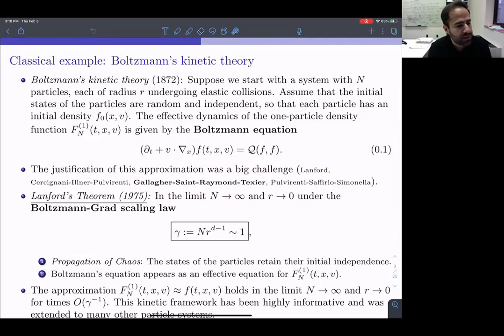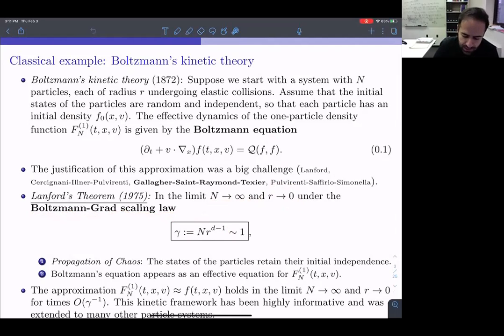So what does Lanford's theorem tell us? It tells us that in the limit as the number of particles goes to infinity and the radius of those particles goes to 0, and the key point, this is a central thing, is that this happens under what is called the Boltzmann-Grad scaling law. So n goes to infinity and r goes to 0, but not arbitrarily. They go to those limits such that n times r to the d minus 1 always stays bounded, of order 1, okay? So this is what is called the Boltzmann-Grad scaling law.